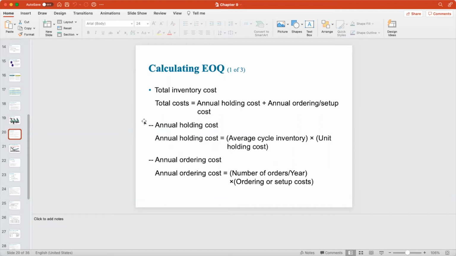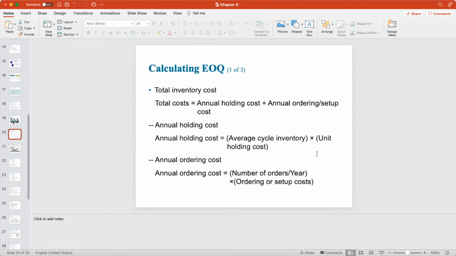All right. Now here, I list the conceptual equations for annual holding cost and annual ordering cost, which are very simple. First of all, the annual holding cost equals the average cycle inventory times the unit holding cost. You may still remember what average cycle inventory means. It represents the average amount of inventory within my warehouse. Inventory management itself is a flow, and the inventory amount is always changing during this whole process. But if we want to measure the average inventory amount within our warehouse, we can use this average cycle inventory definition.